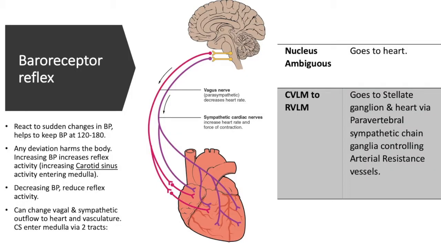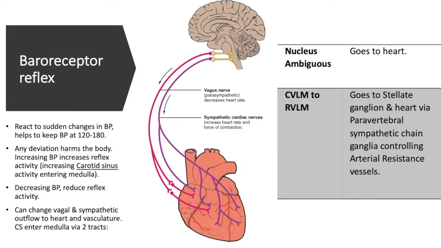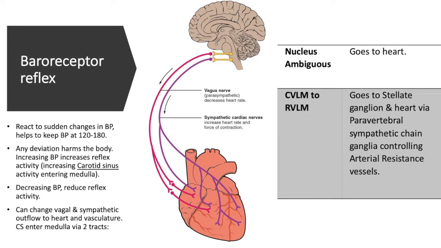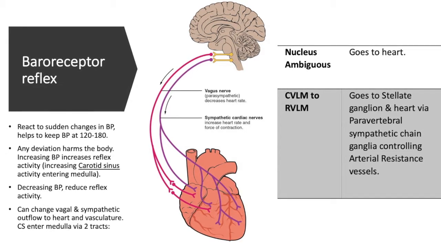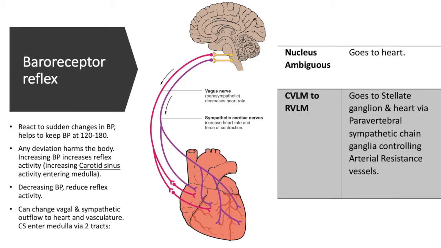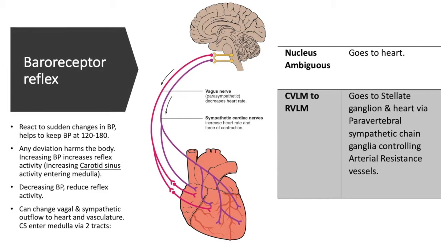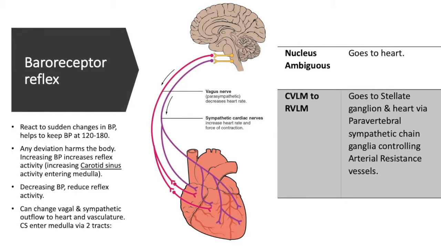In addition, there is the baroreceptor reflex, which reacts to the sudden change in blood pressure, helping to keep blood pressure at around 120 to 180. Any deviation harms the body, and thus the baroreceptor reflex increases blood pressure by increasing the reflex activity, increasing the carotid sinus activity, which enters the medulla.